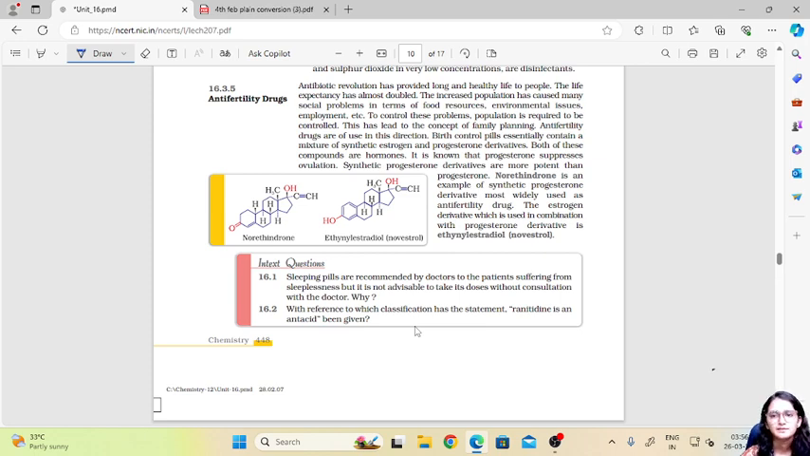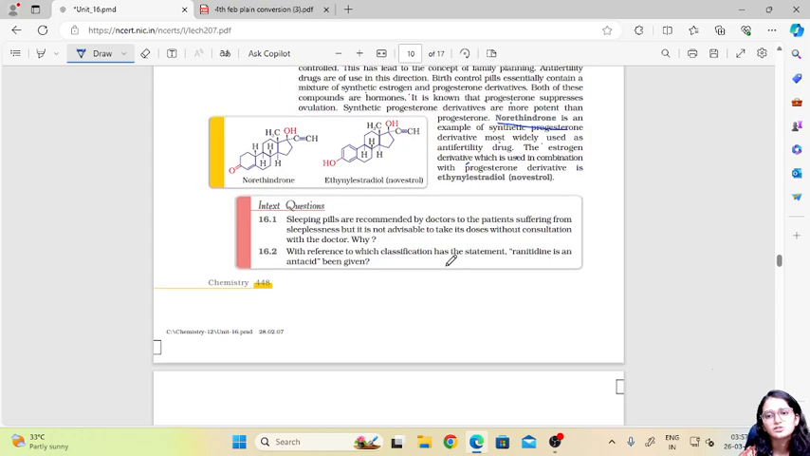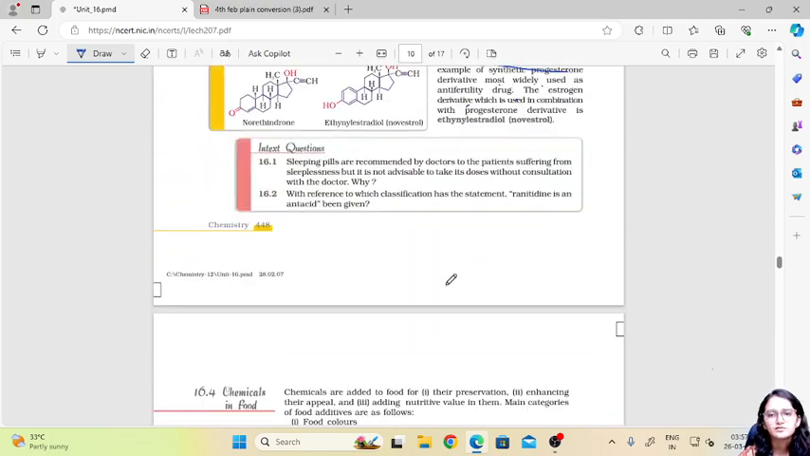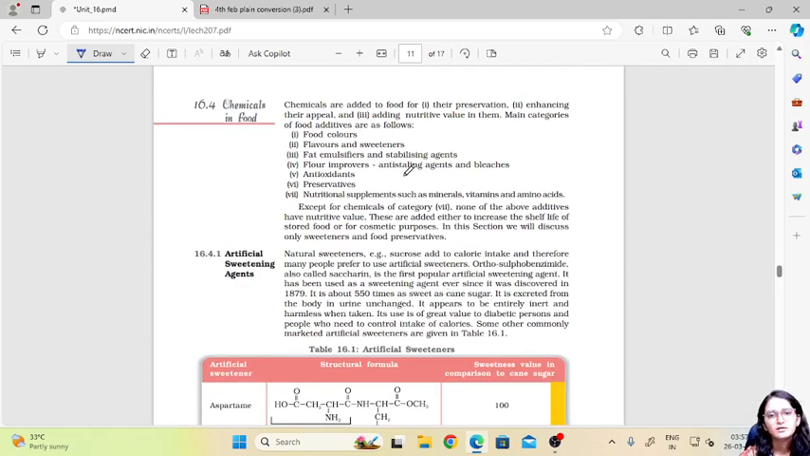Birth control pills contain a mixture of synthetic estrogen and progesterone derivatives. These compounds are hormones, and progesterone suppresses ovulation, and synthetic progesterone derivatives are more potent than progesterone. Ethynodrel is an example of a synthetic progesterone derivative used as an anti-fertility drug. An estrogen derivative which is used in combination with progesterone is ethynylestradiol, which is novestrol. So these are the synthetic drugs which are used here in place of the hormones.